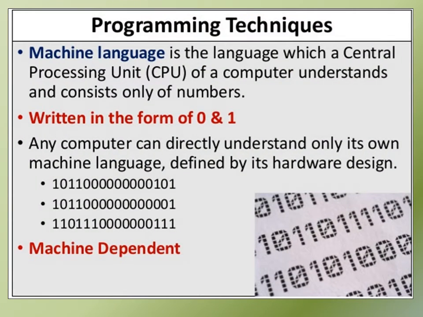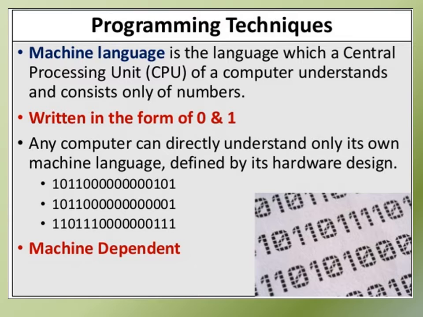Now we see the machine language. Sometimes it is referred to as machine code or object code. Machine language is a collection of binary digits or bits that the computer reads and interprets. Machine language is capable of understanding the language of computer. The exact machine language for a program or action can differ by operating system. It is a language which the central processing unit of a computer understands and consists only of numbers.